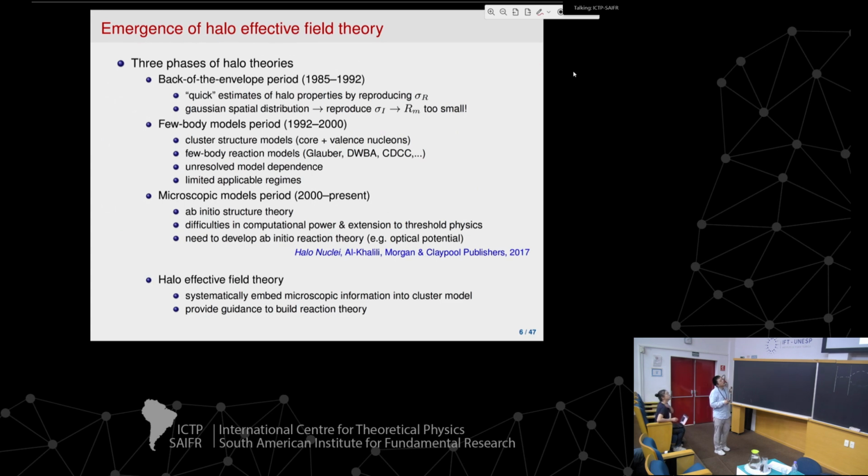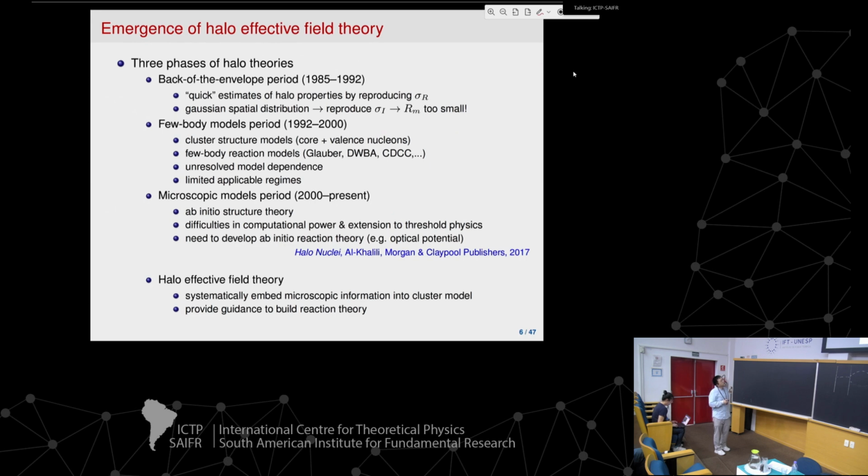halo nuclei. Then from the 1990s to 2000, people started to use few-body models to describe halo nuclei. You build those cluster structure models, and you describe halo nuclei as a core plus valence nucleons. Then you can combine them with few-body reaction methods to study those reactions for halo nuclei, including the Glauber model, DWBA, or the CDCC method.